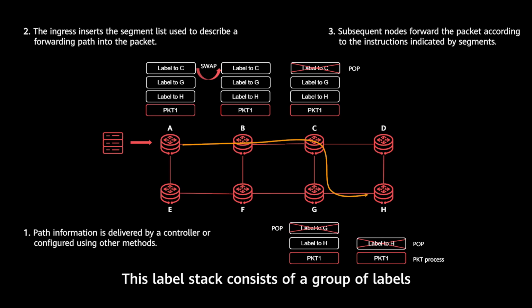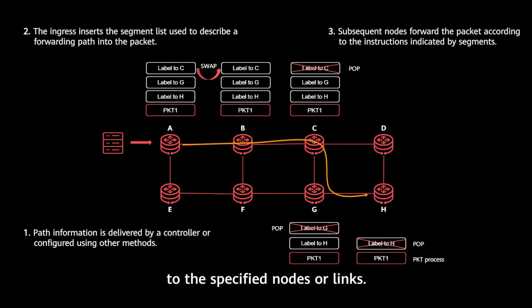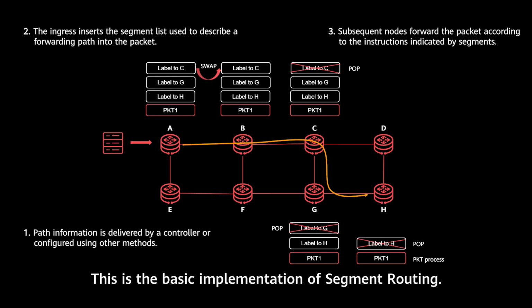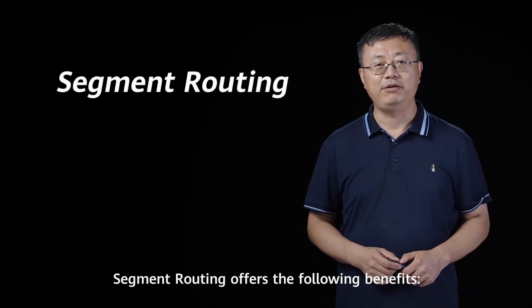This label stack consists of a group of labels representing the nodes or links and is called an SR path. Each SR path is generated on the ingress to direct packets to the specific nodes or links. This is the basic implementation of segment routing. Segment routing offers the following benefits.